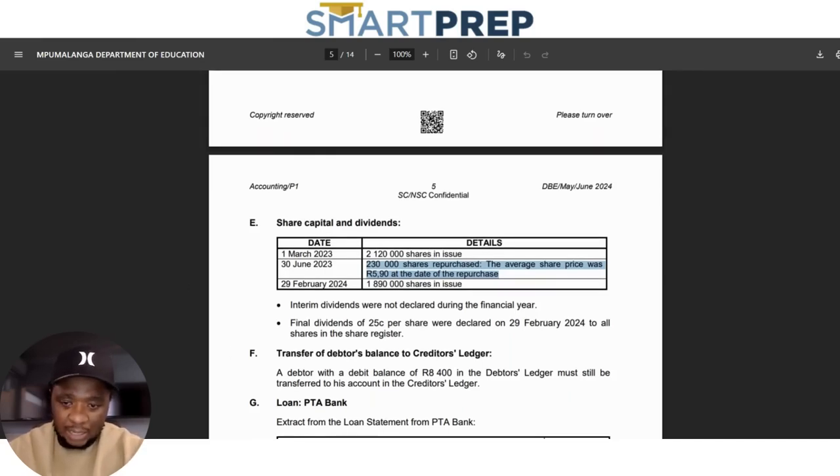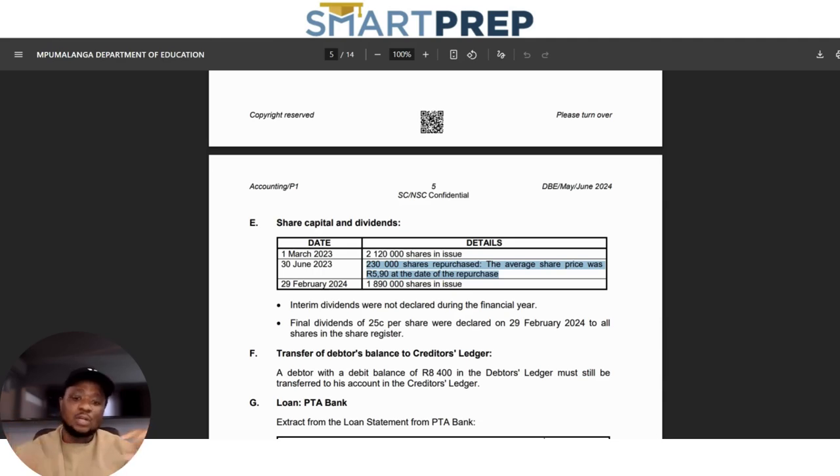Oh, and then there's this information here. They say transfer the debtor's ledger balance to creditor's ledger. So it says a debtor with a debit balance of 8,400 in the debtor's ledger must still be transferred to the creditor's ledger. Most people sometimes struggle to understand this. So basically, you have someone that is a debtor, meaning that they owe you money. So they have a debit balance, which is the money that the person owes to the business.